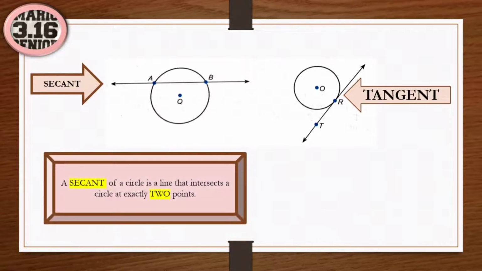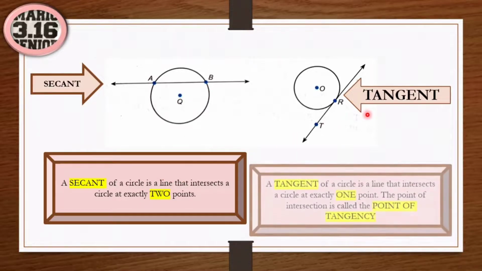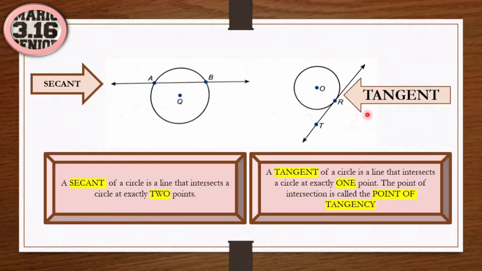Now, remember that a secant of a circle is a line that intersects a circle at exactly 2 points. So, our line AB intersects our circle Q at point A and point B. So, we have 2 points. As for the tangent line, you already know its definition. It intersects the circle at exactly 1 point. So, only point R for a tangent. For a secant, 2 points. For a tangent, we also call that point the point of tangency, this point R.